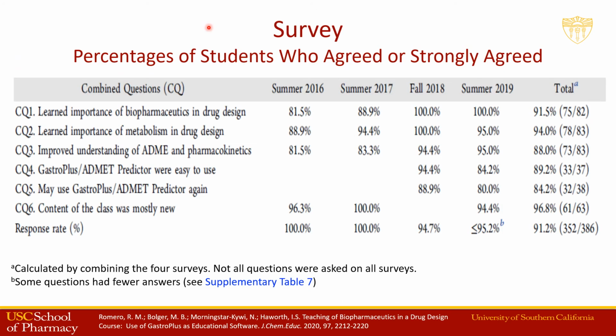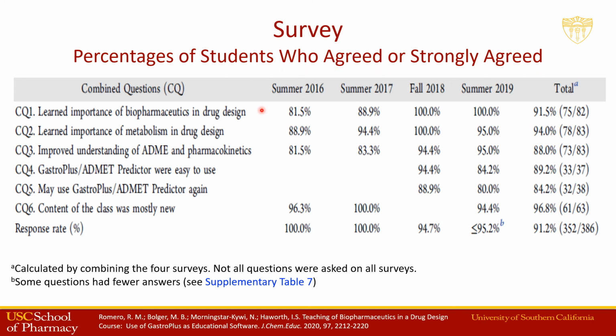So initially, we were concerned about using GastroPlus and ADMET Predictor, especially with our undergrad students. So we wanted to get some feedback. So we created this survey, and here is shown that survey, but it's a combination of 4 surveys. And in the survey, we're showing the students who agreed or strongly agreed.